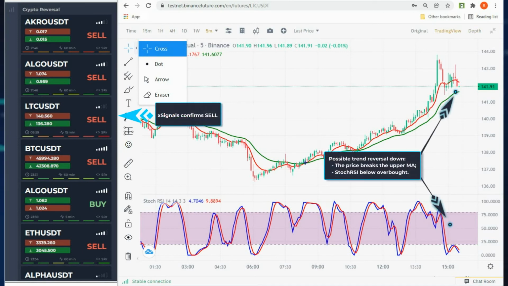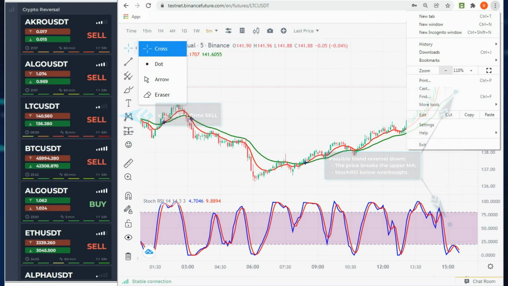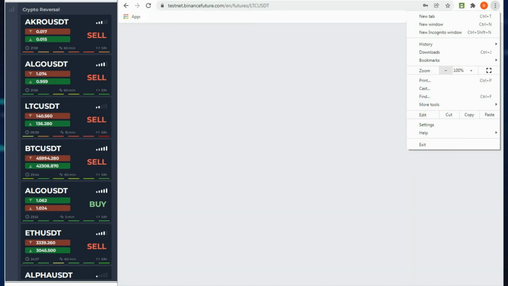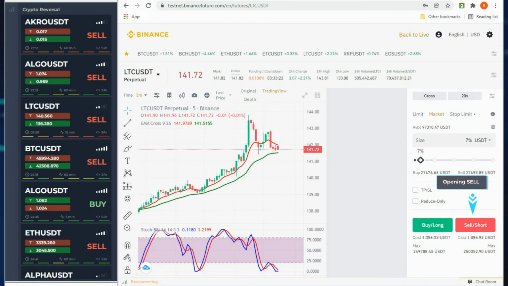The situation is similar to the first deal. A quick reversal with a breakdown of the EMA cross, the oscillator is in the oversold zone. Downtrend confirmation on xSignals. Open second sell.